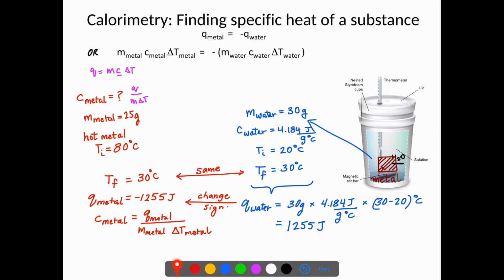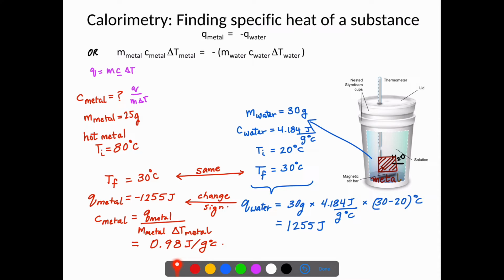So you can plug those values in and you're going to get 0.98 joules per gram degree Celsius. Specific heat can never be negative. If you get negative values for specific heat, probably you didn't convert the sign somewhere. This is negative here, and your delta T is also negative because the final is less than the initial. So the negatives cancel out, and you get a positive value for the specific heat of the metal.